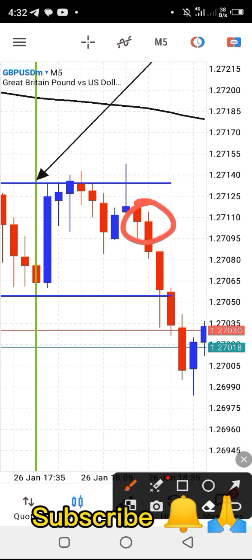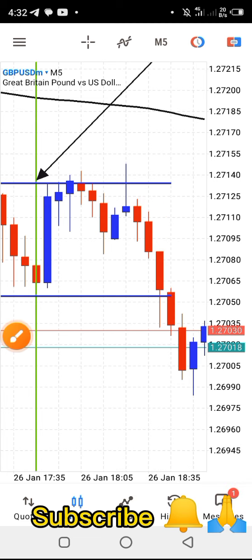I would have taken my trade somewhere here, and I'm going to catch all these moves while you are still waiting for this to break. Okay, so that's one of the differences. It's just the difference between a trader that is experienced and a trader that is not experienced. Okay, that's the difference. But let me explain why I said I would have taken my trade there while you are still waiting for it to break.